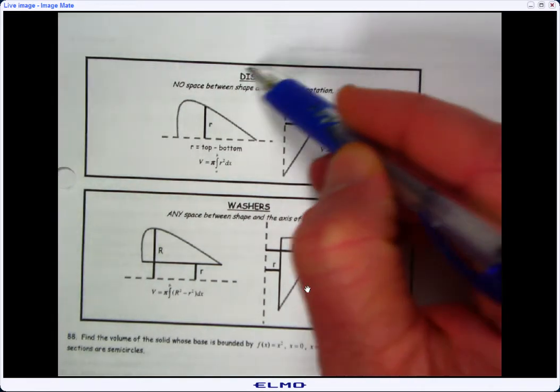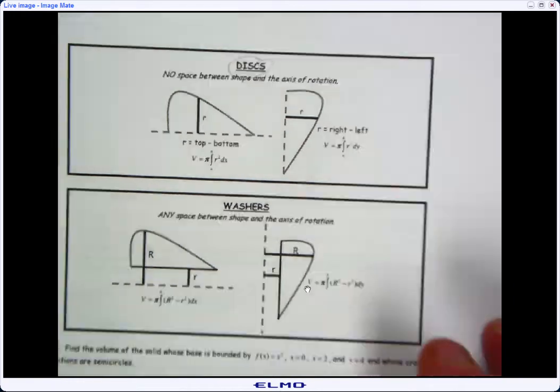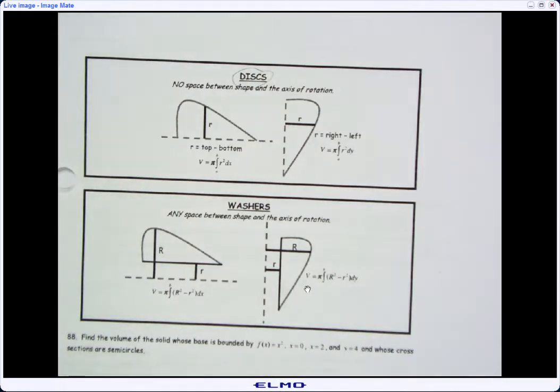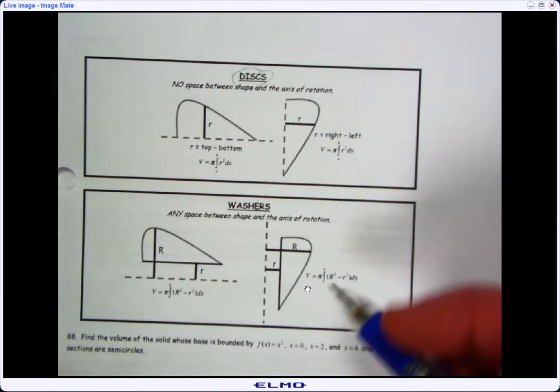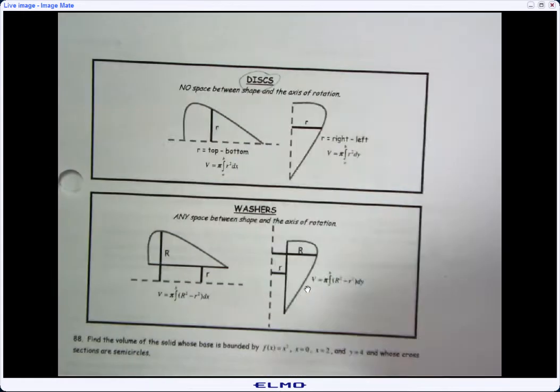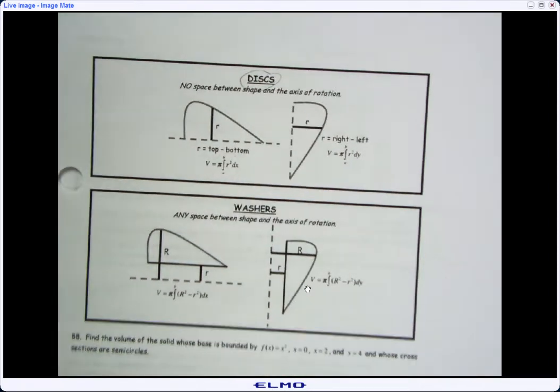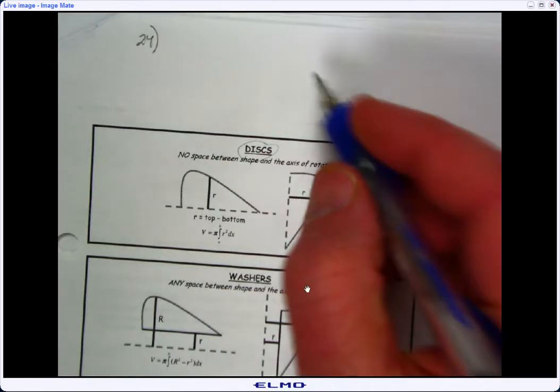They either have discs, which are solid, like think about a coin. I don't think many of you have compact discs anymore. Records are coming back in. That's not really a disc because there's a hole in the middle. It's more of a washer. So you need to think about whether the shape is solid or hollow. It depends on what you're rotating.